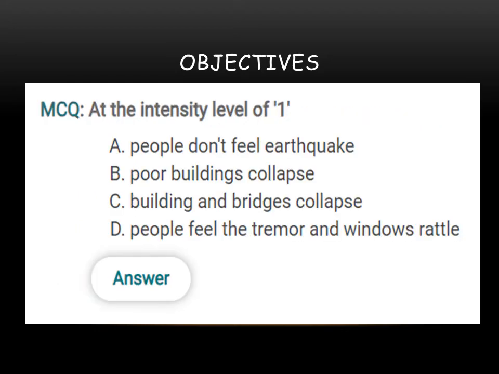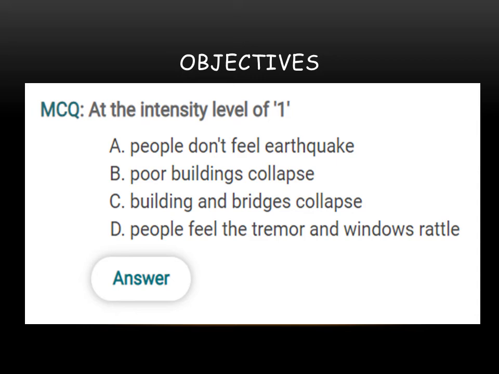The next one is: at the intensity level of 1. Here we are talking about the earthquake intensity. So at the intensity level of 1, people don't feel the earthquake, poor buildings may collapse, buildings and bridges collapse, people feel the tremor and windows rattle.